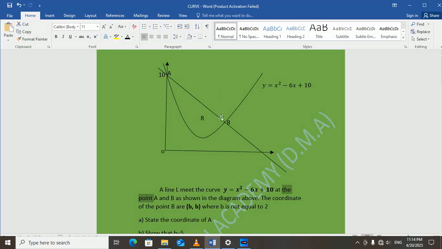So basically, this is the diagram here. As you can see, this is the figure, this is the point A and this is B, then this is the line L. The coordinates of the point B are (b, b), where b is not equal to 2. That's b is different from 2.